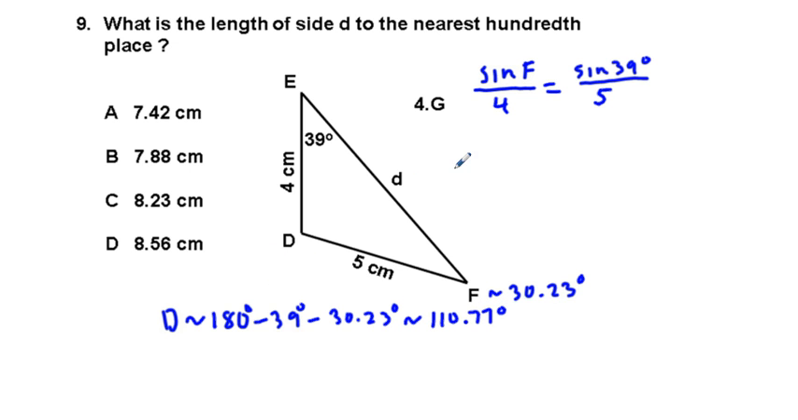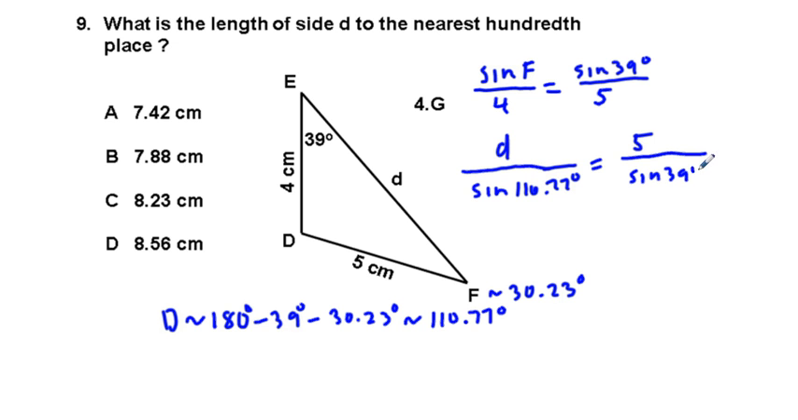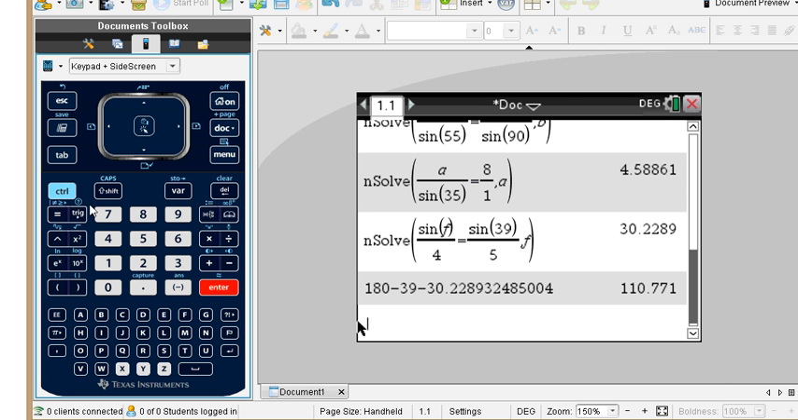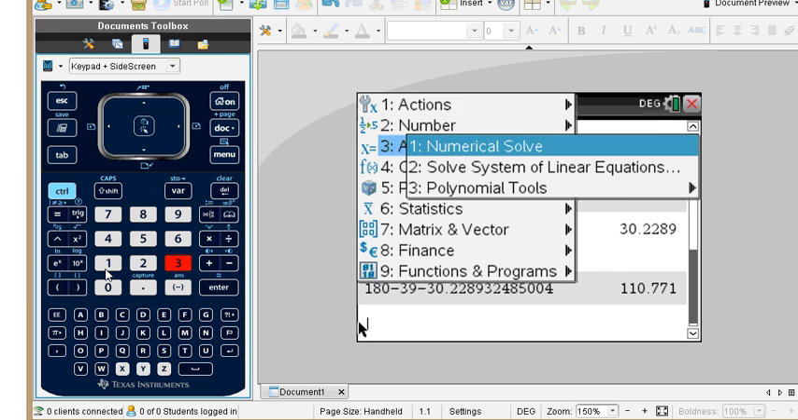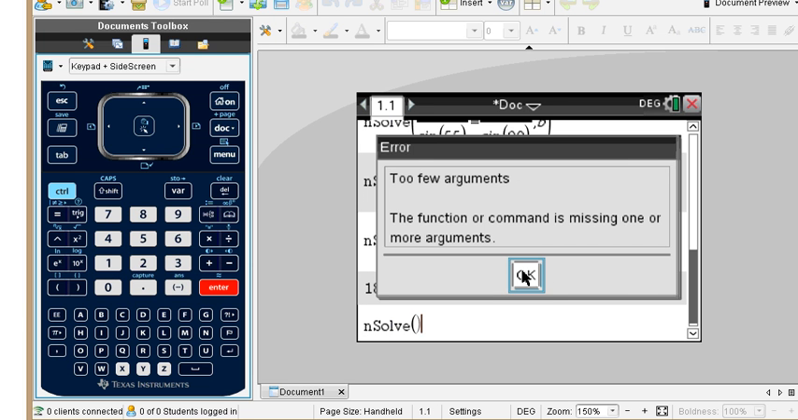So there it is. That's D. And so little d, opposite sine 110.77 degrees, is going to be equal to our side length little e opposite angle E, or the sine of angle E rather. So now we can set this up, and we will have side length d. So menu 3-1. Oops.